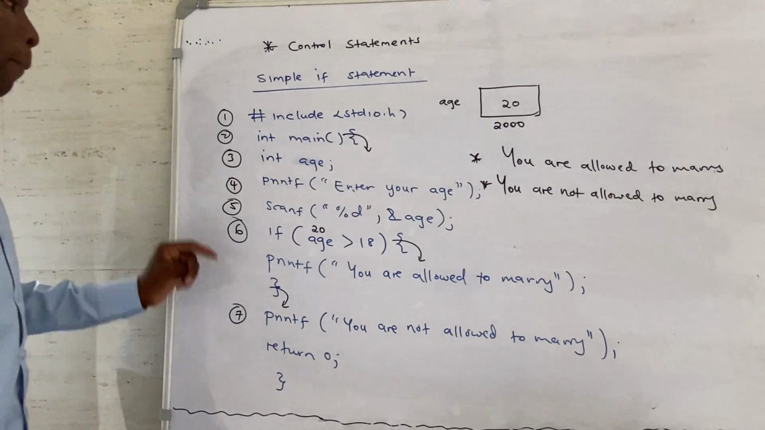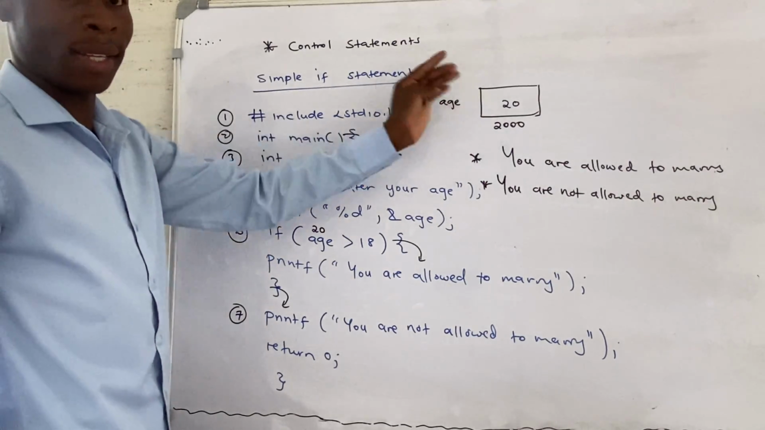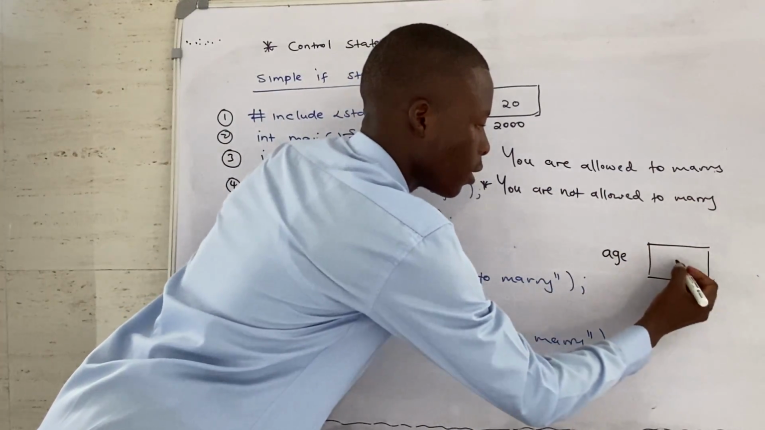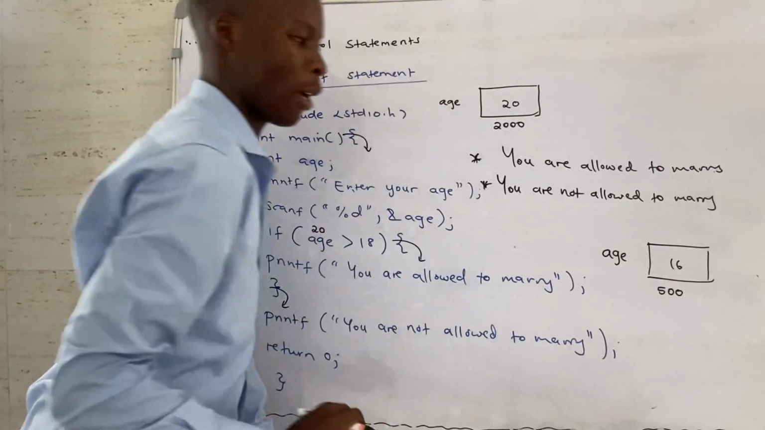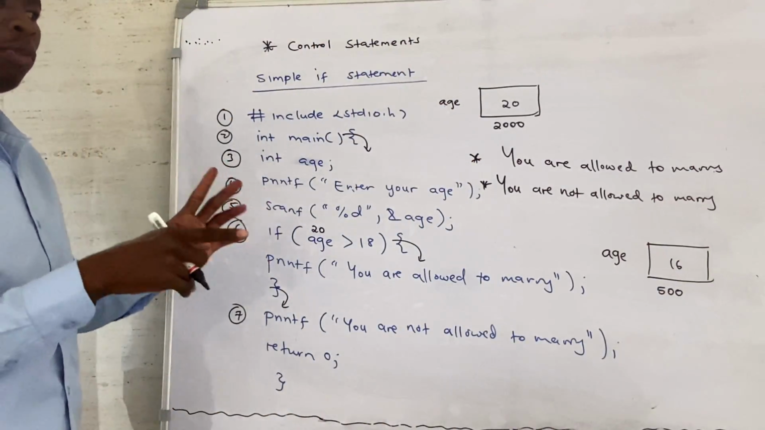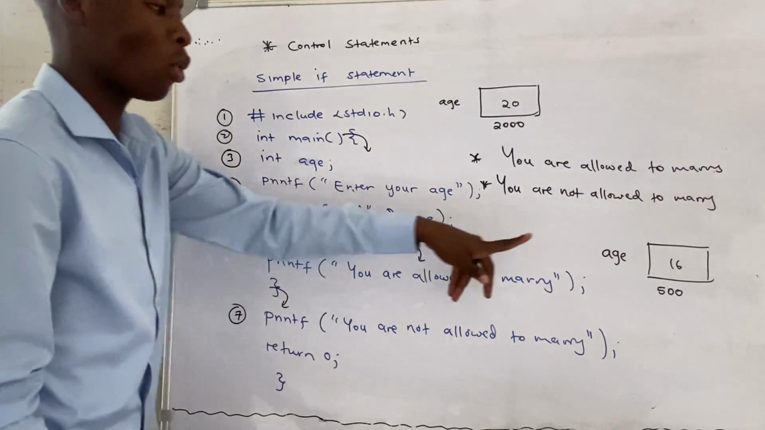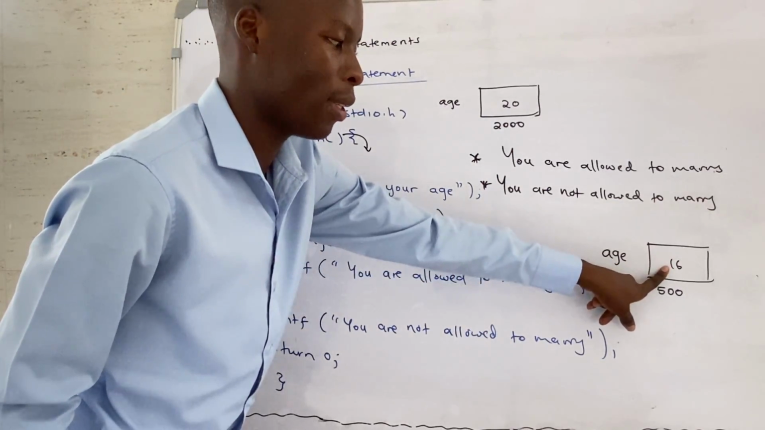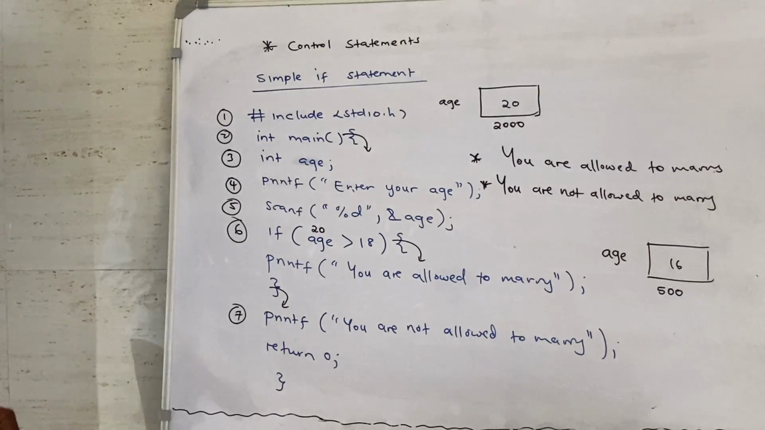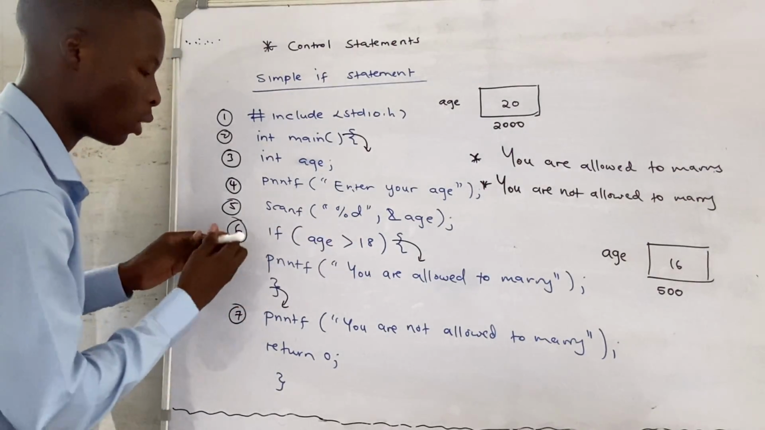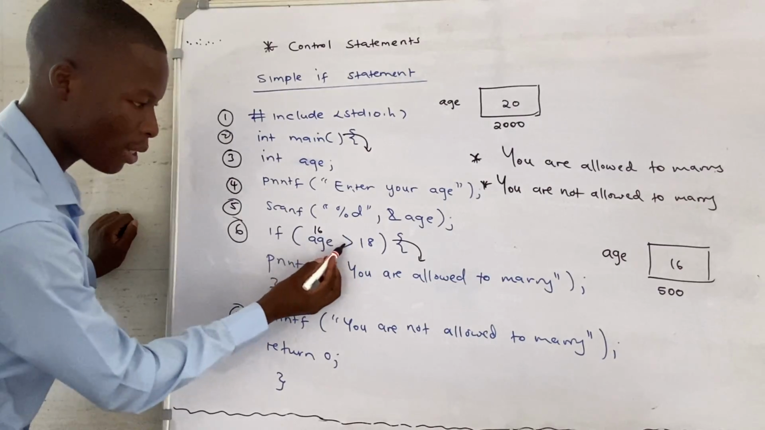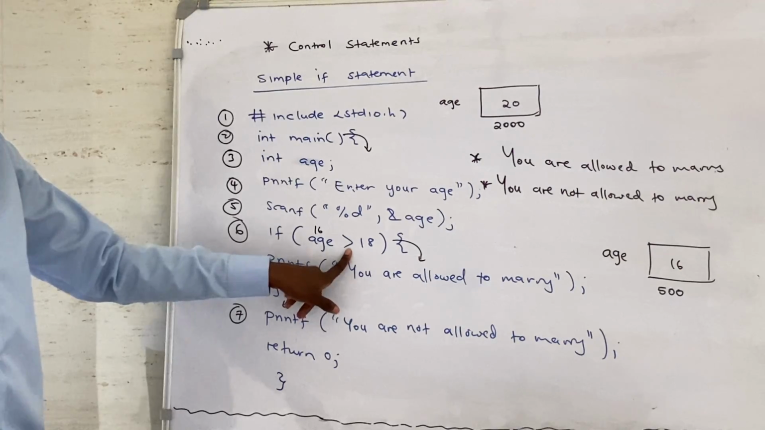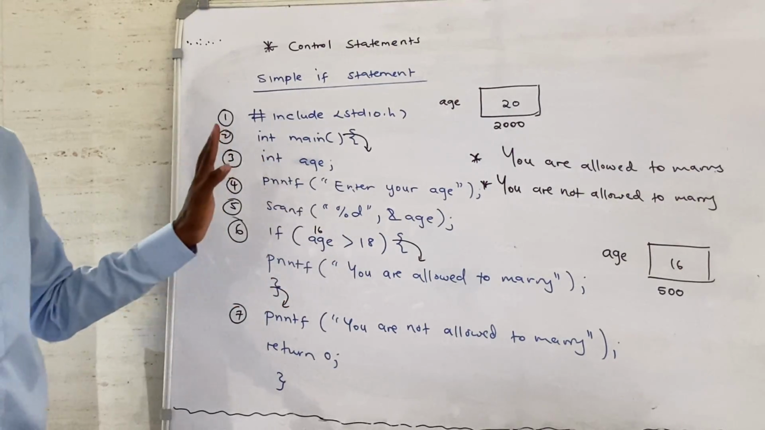Okay, suppose you are entering age as 16. Suppose my age is 16. The memory address, suppose, is 500. Now, the memory address will vary each time you run the program. So, my variable is age. Now, the age is 16. The memory address is 500. It will check. Now, my age is 16. It will come and compare. Now, is 16 greater than 18? This is false. 16 is less than 18.